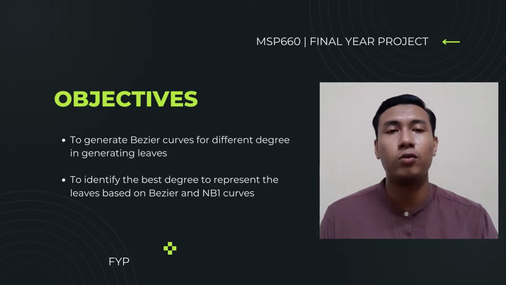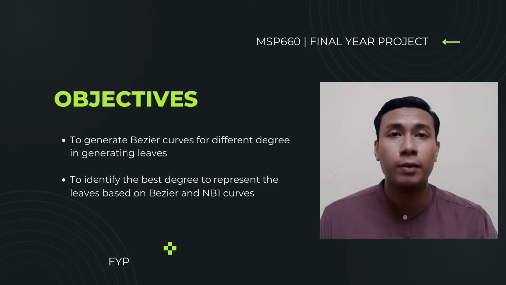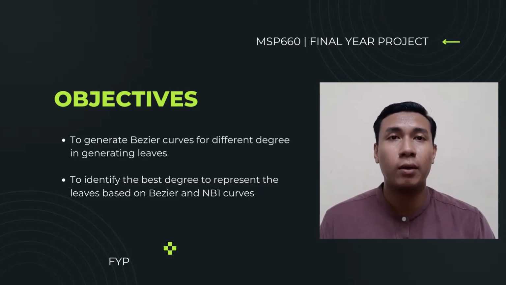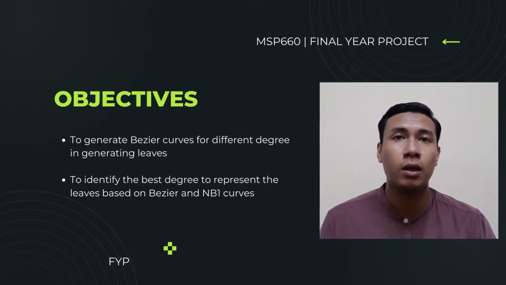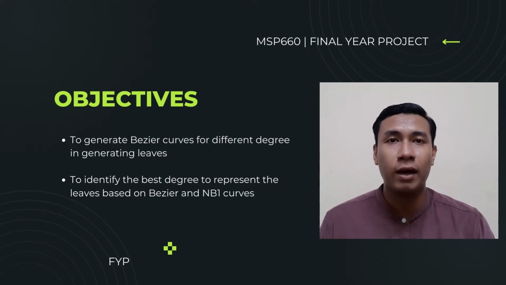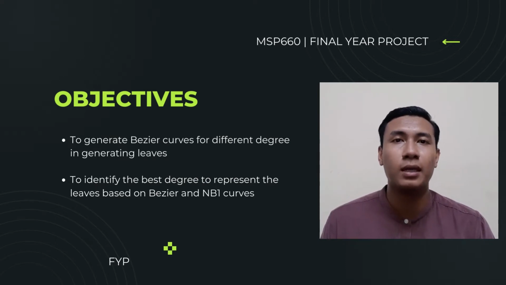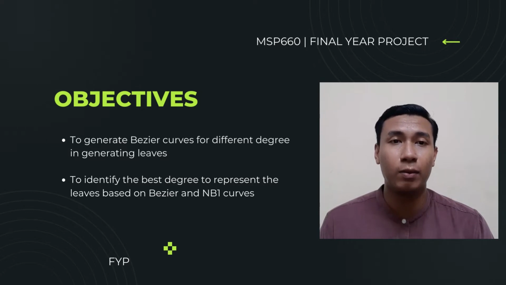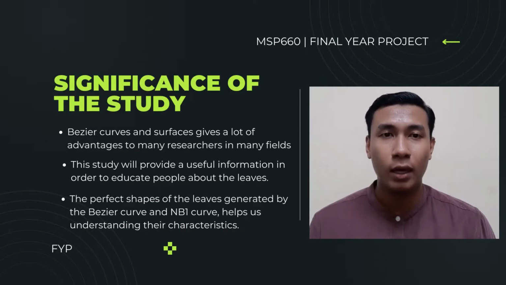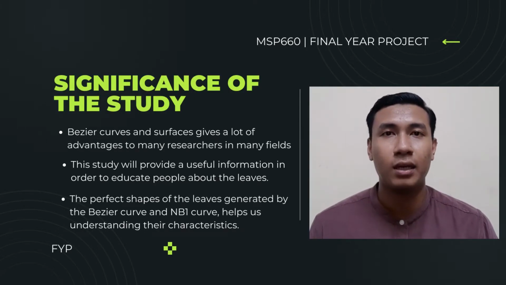Okay, we are moving on to the objective of the study. The objective of the study is to generate Bezier curve for different degrees in generating leaves. And then we need to identify the best degree to represent the leaves based on Bezier and NB1 curve. What is the significance of the study?